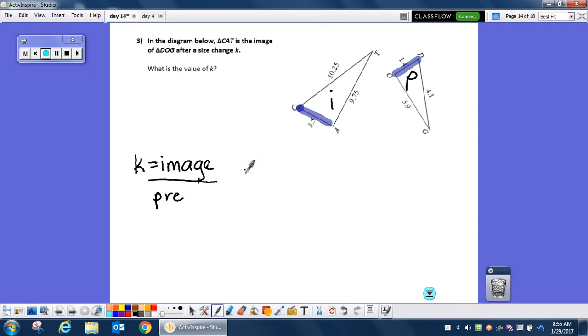So you would have to pick the side from the image, put it over the pre-image, and I would like to see a simplified fraction or a decimal.